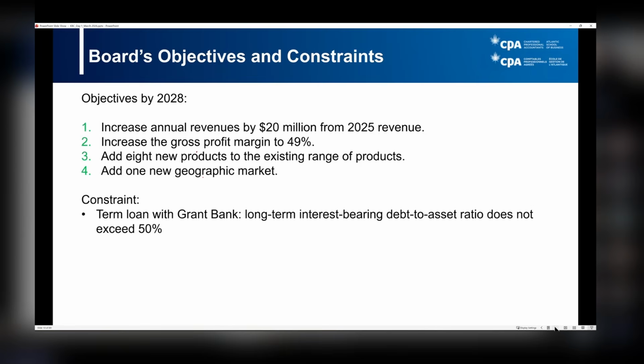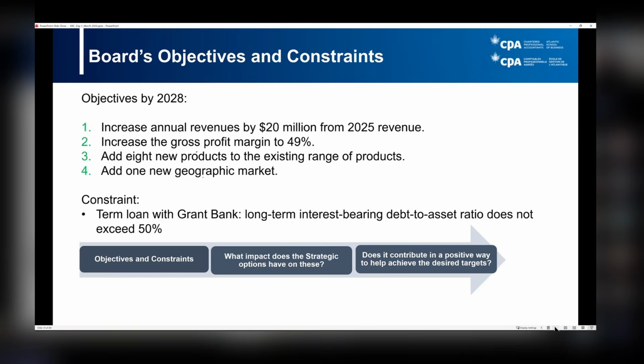There was a bank covenant, a very important constraint when it came to the term loan with Grant Bank. The KPC was not to exceed the long-term interest-bearing debt to asset ratio. They couldn't exceed 50%. So again, be on the lookout when it comes to day one. What are the objectives? And when you look at the objectives, it is critical that every time you analyze an option, you need to discuss what's the impact to the board's ability to achieve these objectives.